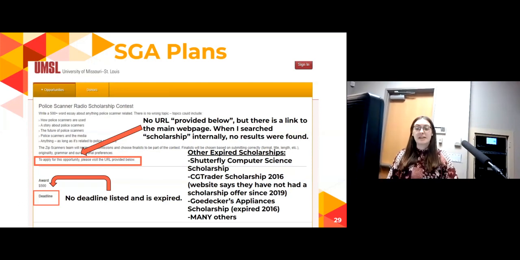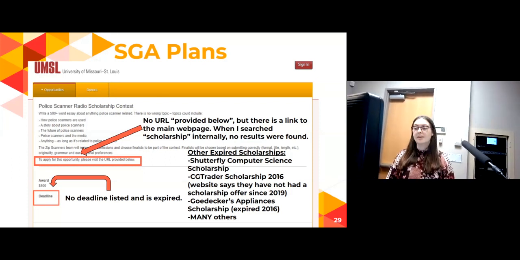However, there is a link on the main webpage, but it just leads to the company's webpage. And whenever I search internally, there's no scholarship to be found. Also, the second one, there's no deadline listed. So we can assume that it is expired, due to there being no deadline listed, and also there's nothing to be found when searched internally. And this isn't the only scholarship that has this issue.